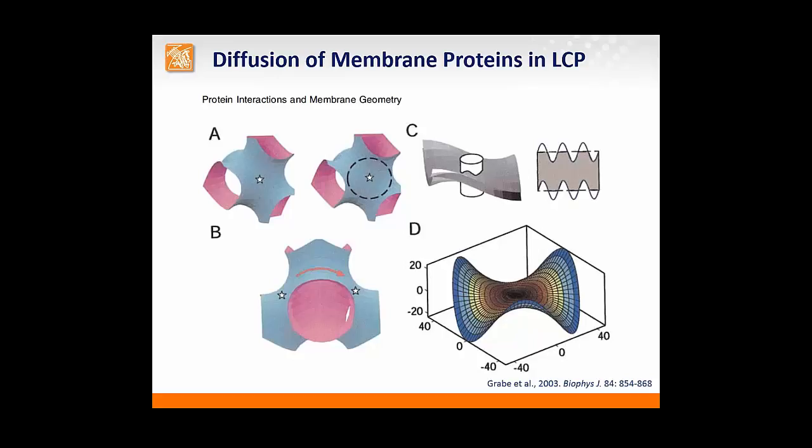Also, I can imagine that several membrane proteins can assemble together at the monkey saddle point, and then they can oligomerize at that point, forming a sufficiently large aggregate that would not be able to pass through the high curvature regions. And again, the diffusion of such proteins will be very limited.